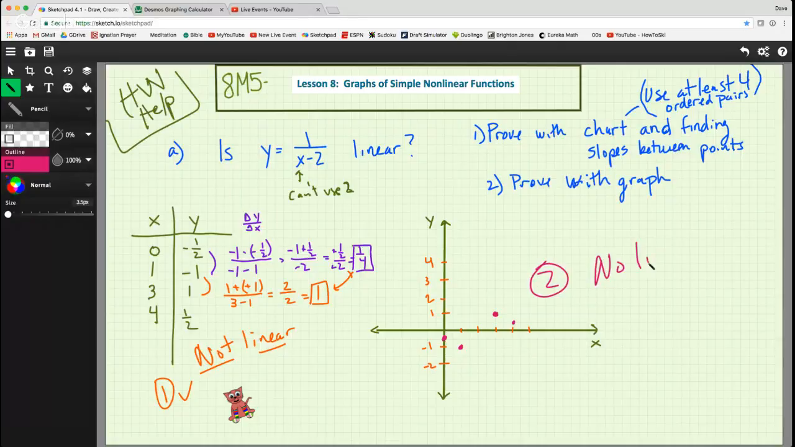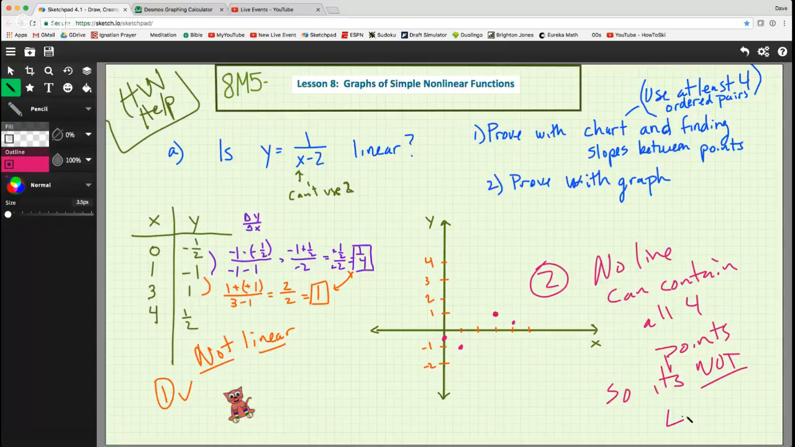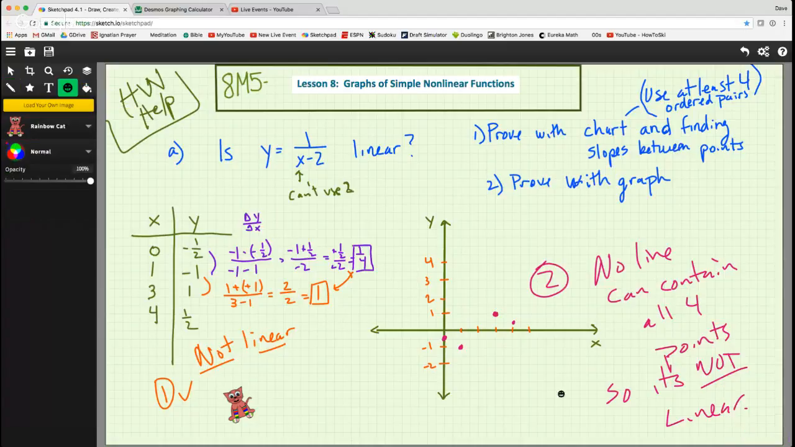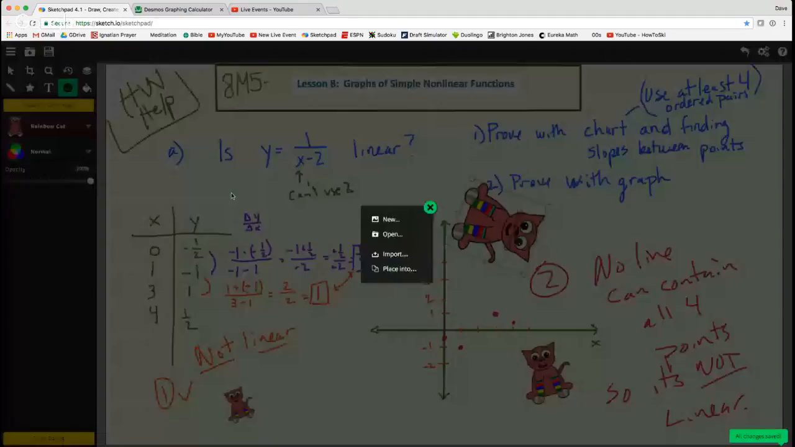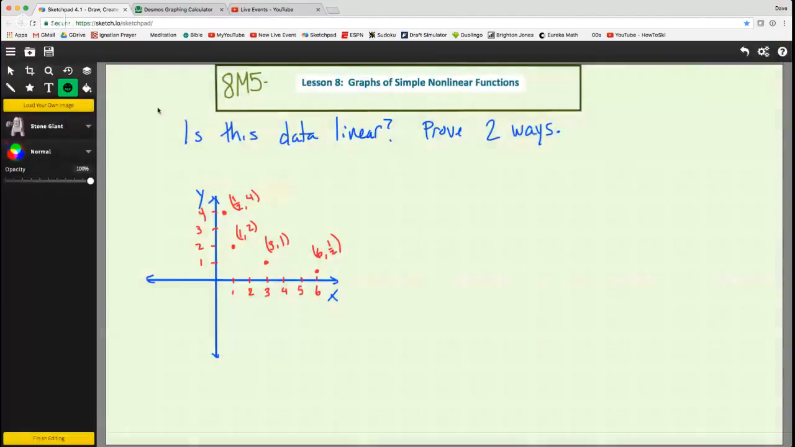No line can contain all 4 points. So it's not linear. And again, we've done this before, right? This isn't anything new. This is stuff we've done from past lessons. Woohoo. Okay, so let's move on and let's just do one other homework help.